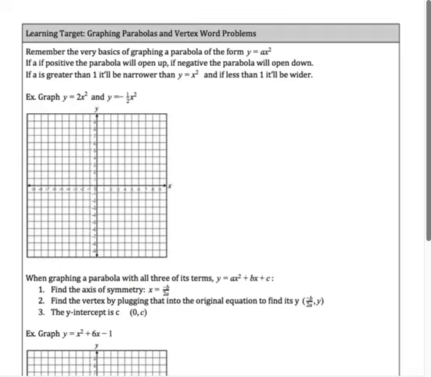So remember the basics of graphing a parabola in this form. If that first term is positive, remember the parabola is going to open up like a smiley face. If it's negative, it's going to open down. If a is greater than 1, it'll be narrower. If it's less than 1, it'll be wider. Okay? So here, when I say graph, maybe a better word would be sketch. Okay, I'm just going to sketch these for you just so you can see what's going on.